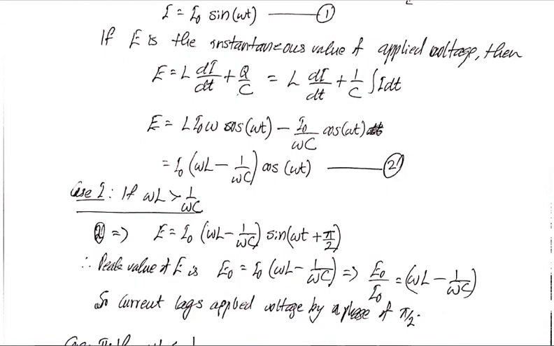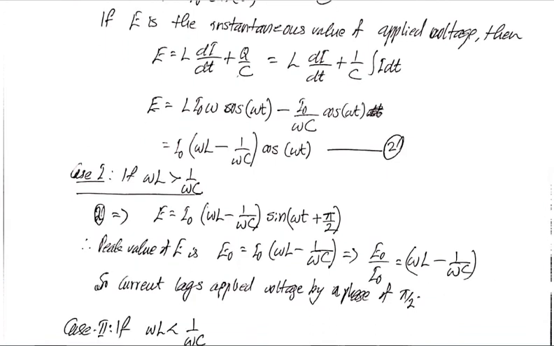If E is the instantaneous value of applied voltage, then here E has to do two things. A part is dropped across the inductor to overcome the back EMF. It is L into di by dt. Another part is dropped across the capacitor, Q by C. As before, L into di by dt plus 1 by C into integral I dt.